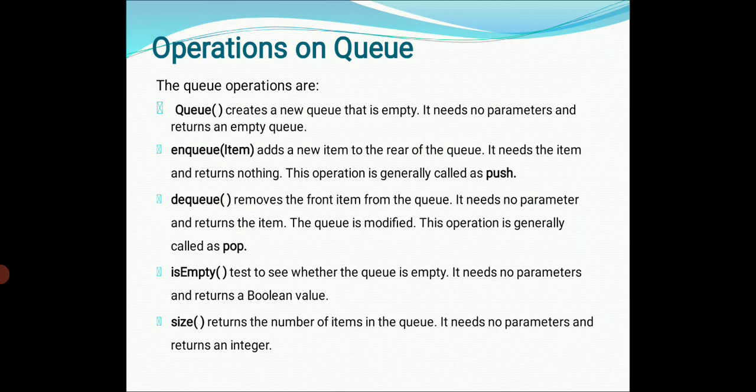The next is isEmpty. It checks whether the queue is empty or not. It does not need a parameter and returns a boolean value. Then size. It returns the number of items in the queue. It does not need parameters and returns an integer value. So queue, enqueue, dequeue, isEmpty and size, these are all the operations on the queue.